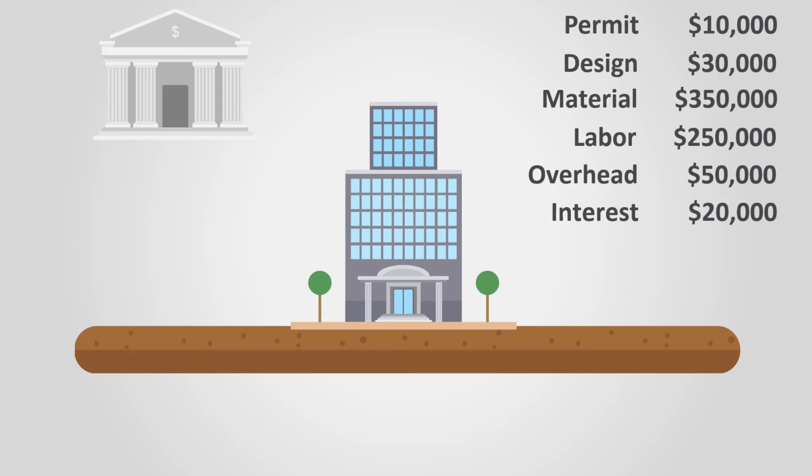To summarize, the cost of the building includes all the costs that were paid to construct the building until it is ready to be used. Accordingly, the cost of the building in this case will be equal to $710,000.